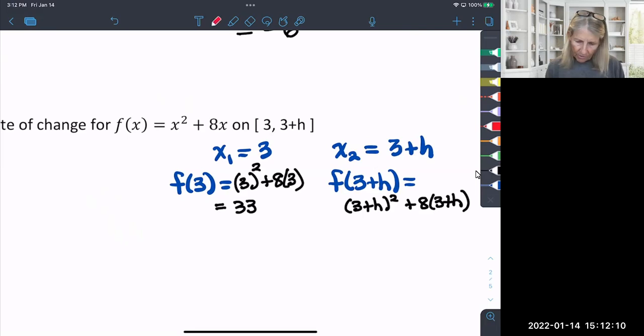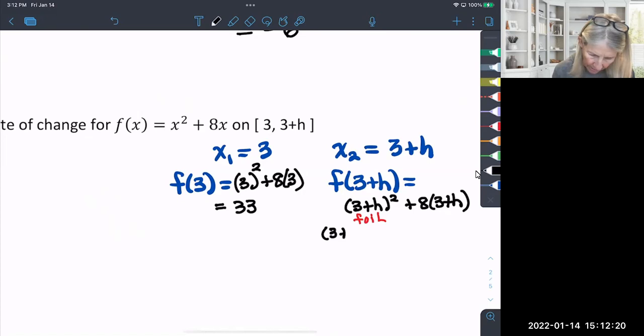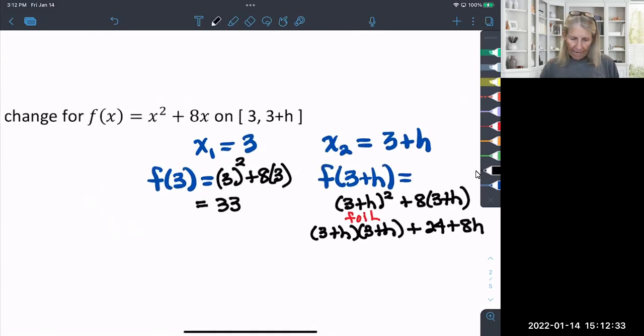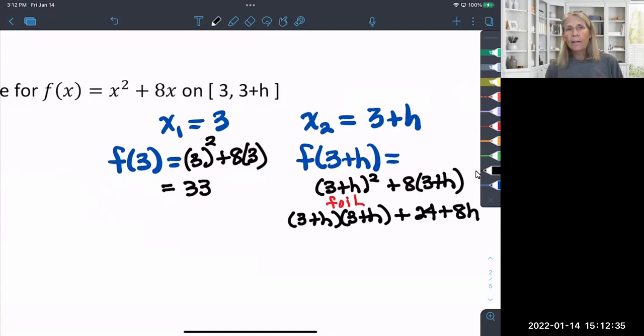So I am going to FOIL here on the 3 plus h and then distribute my 8 to 3 plus h. When you FOIL, I'm just going to write it out so I don't do anything illegal here. 3 plus h times 3 plus h, and here I'm going to distribute, get 24 plus 8h. Okay, so do your FOIL, add your like terms together, and then we will have our f of 3 plus h. Okay, so here goes FOIL.